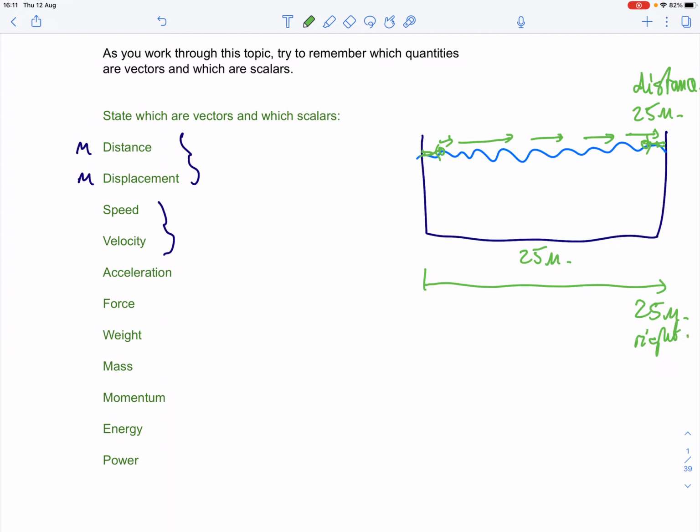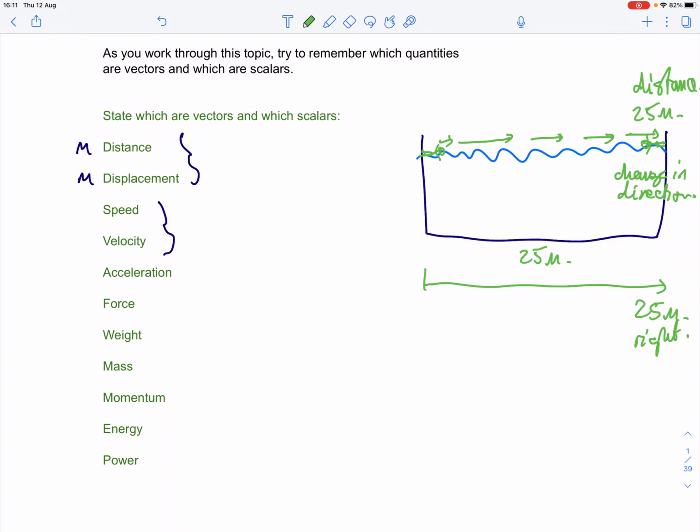So that's fine. Both those ways of looking at how far they've travelled are the same at this point. But now the person has a change in the direction that they are travelling. A change in direction, and this is important, obviously, because vectors relate to direction.